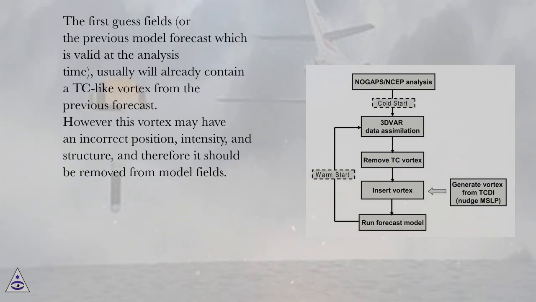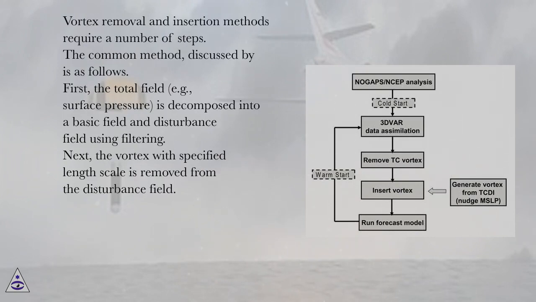The first guess fields, or the previous model forecast which is valid at the analysis time, usually will already contain a TC-like vortex from the previous forecast. However, this vortex may have an incorrect position, intensity, and structure, and therefore it should be removed from model fields. Vortex removal and insertion methods require a number of steps.